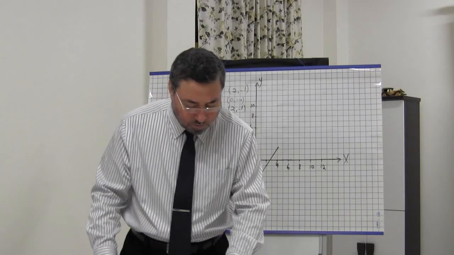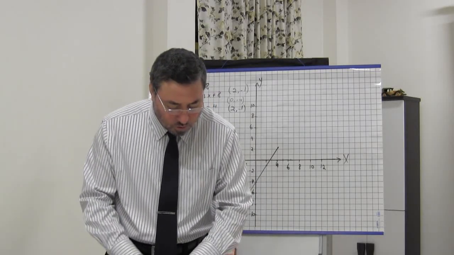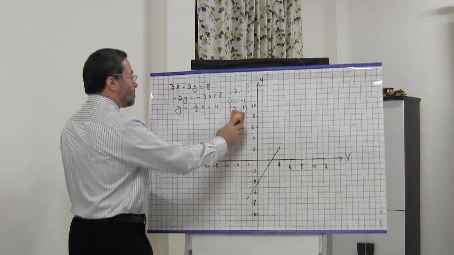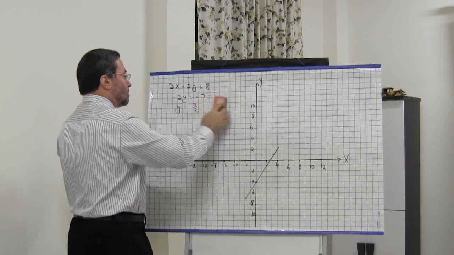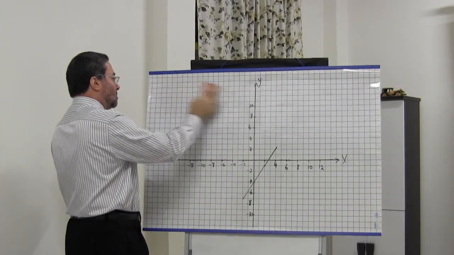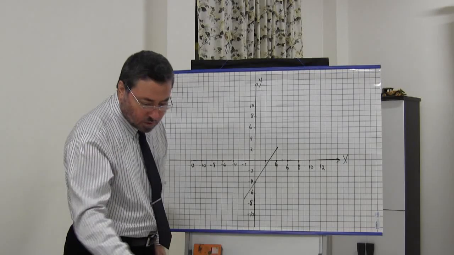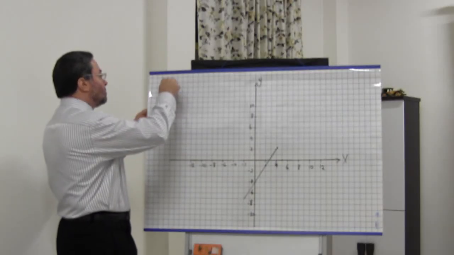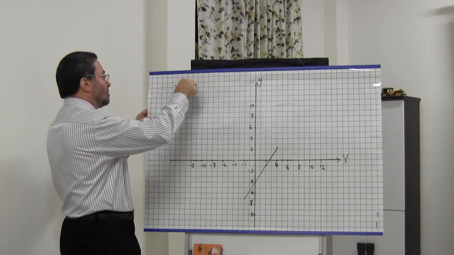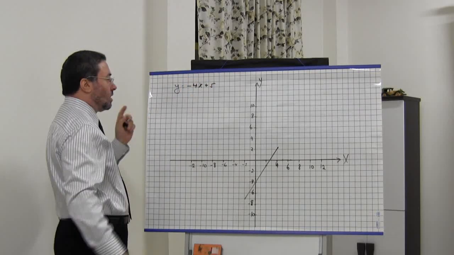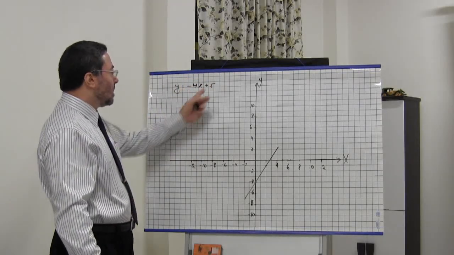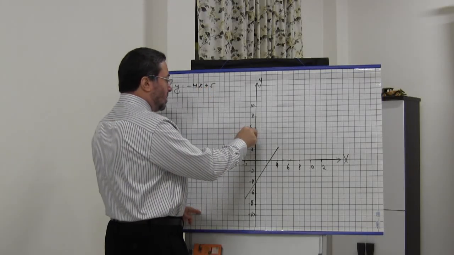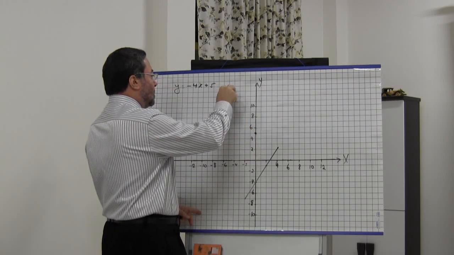Next, we're going to do number 20. Write the slope and y-intercept, then graph the equation. So this is y equals minus 4x plus 5. The slope is minus 4 and the y-intercept is 5. So we start here. This is our starting point, and its coordinates again are 0 and 5.